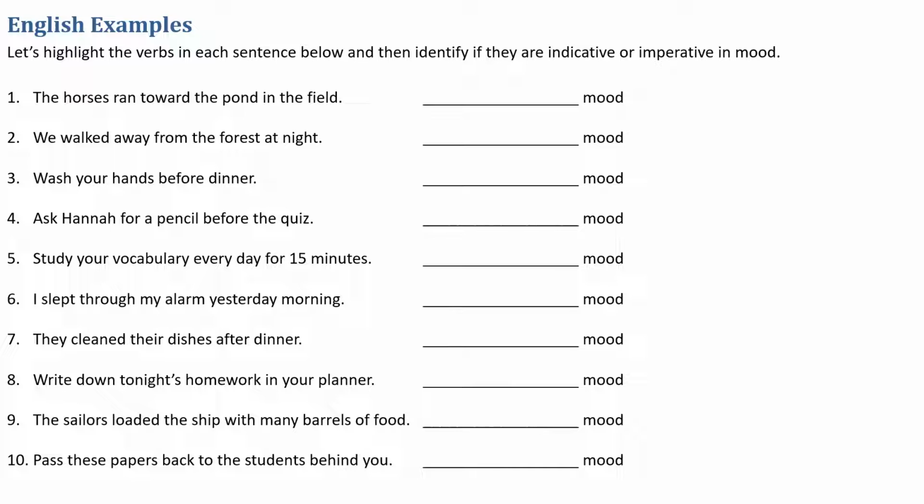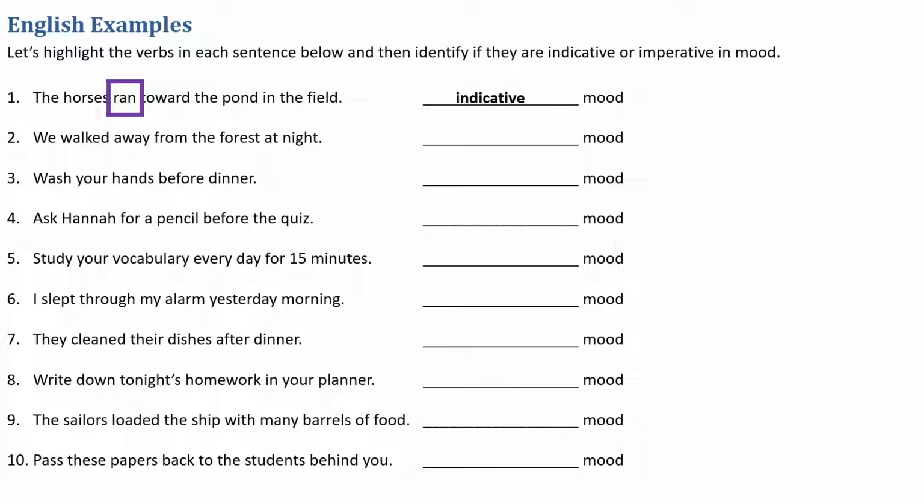Number 1 says the horses ran toward the pond in the field. Well, is that indicating a fact or an opinion, or is it giving a command or an order? Well, we're not telling the horses to do anything. The horses are simply doing it anyway. That seems like an indicative. Our verb is ran, and it is indeed indicative. It's just telling us what they did.